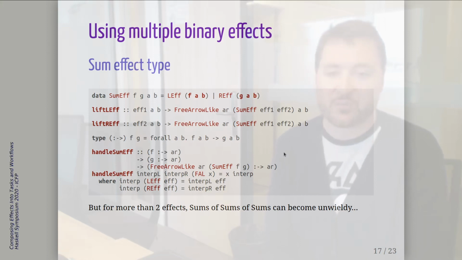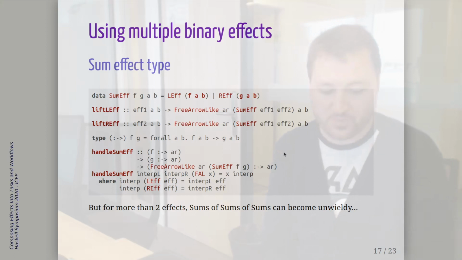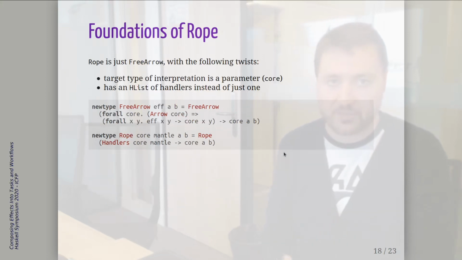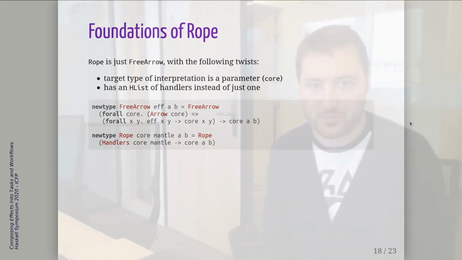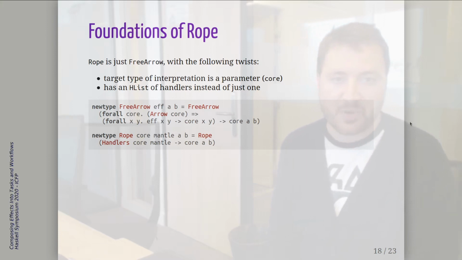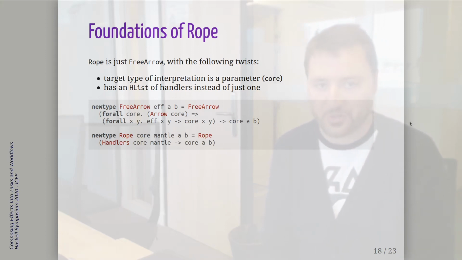But of course, with more than two effects, we'd have sums of sums of sums of effects, which can become quite unwieldy. And this is why the Rope type has made this transformation. So Rope is basically a free arrow, but with the following twists I presented. We parameterize over the target type, which we call the core, and we have an HList of handlers instead of just one. And instead of having one effect, we have a mantle of effects.